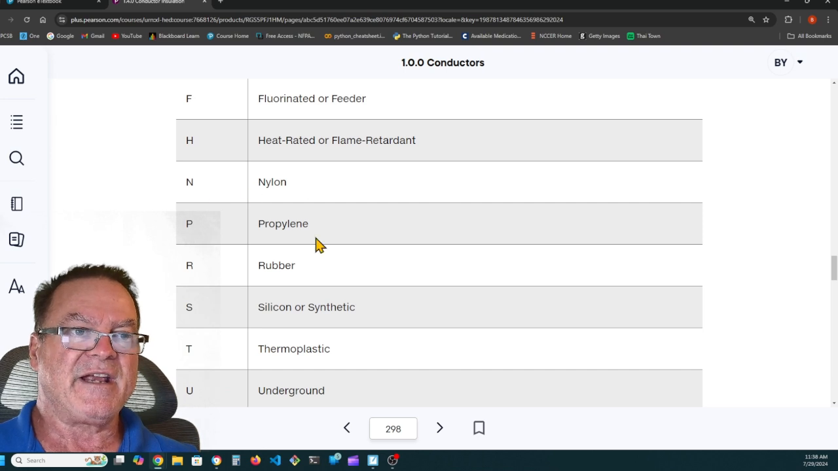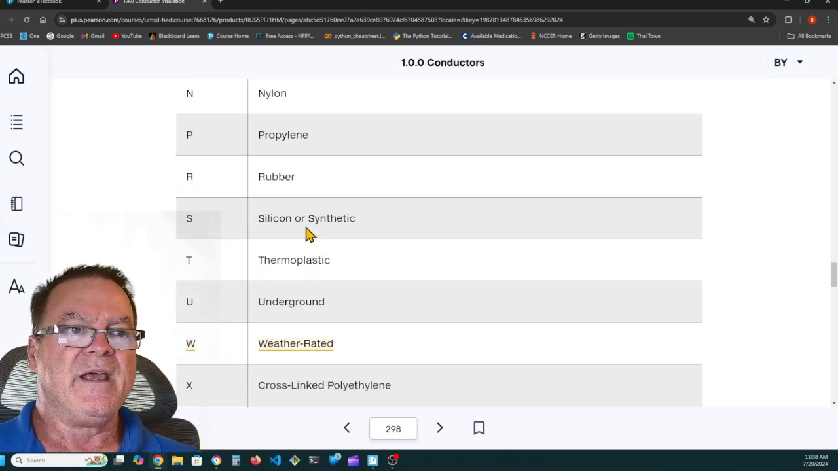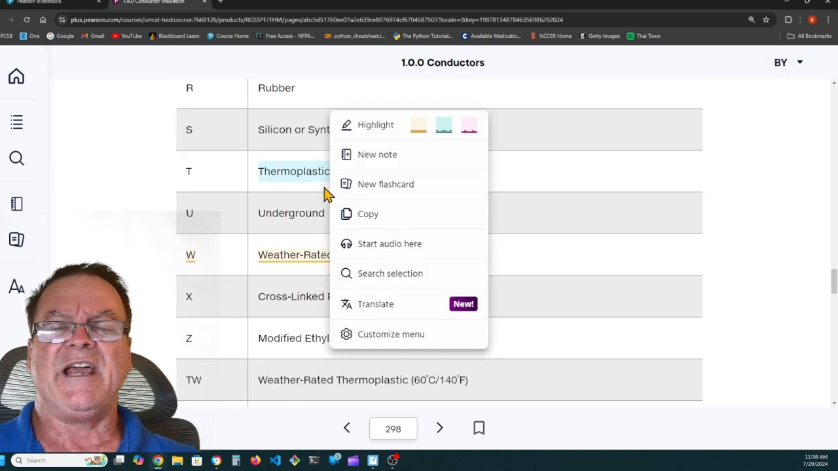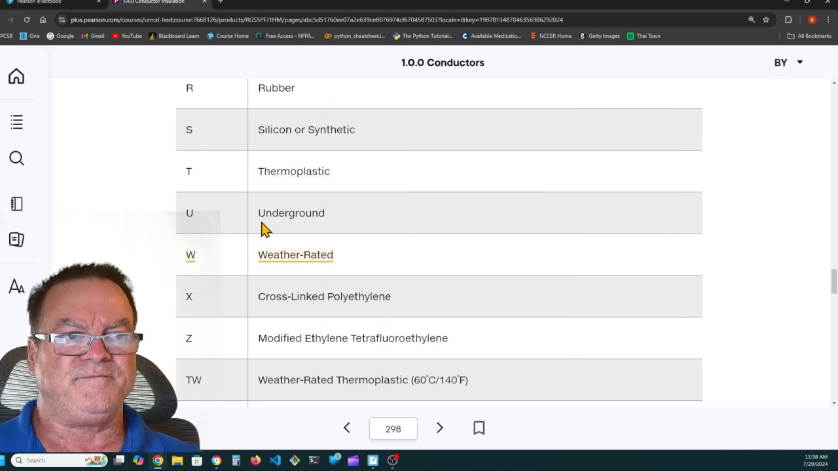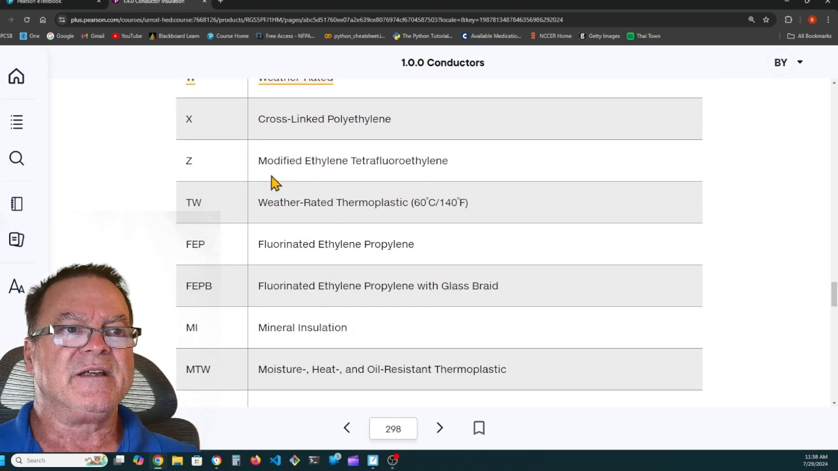N is a nylon jacket, P is propylene, R is that rubber, that was that thermoset. S is silicone, T is thermoplastic. That's the one you're going to see most often. We use a lot of THHN and THWN. U is underground. W is weather rated. That's a highlight. X is cross-linked polyethylene. Z is modified ethylene tetrafluoroethylene. You don't need to memorize that.